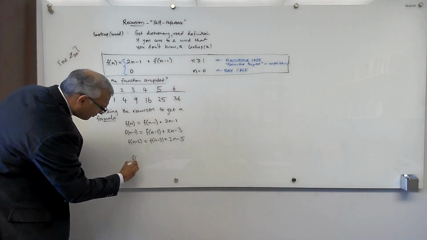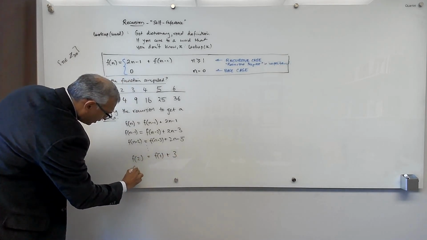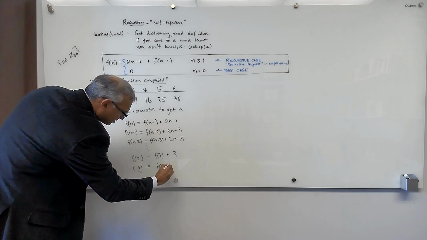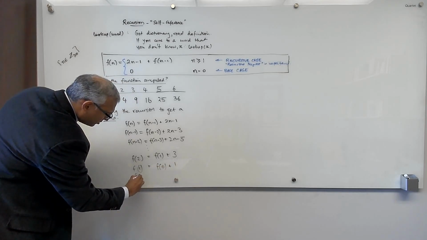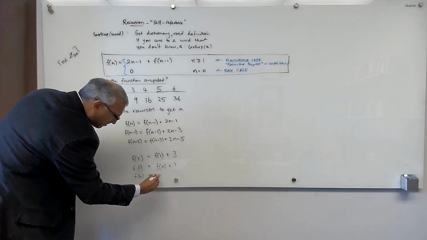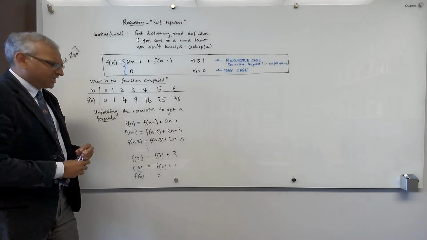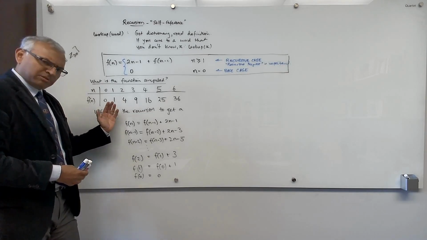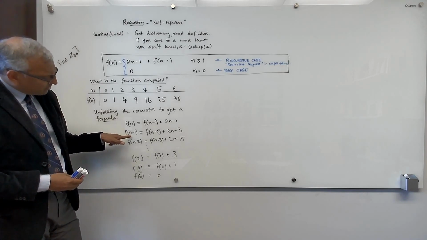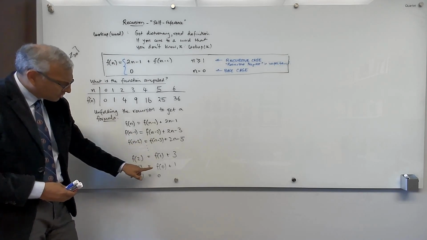So f of 2 is going to equal f of 1 plus 3, and f of 1 is going to equal f of 0 plus 1, and then f of 0 is just going to equal 0. I don't seem to have gained anything. I just inflated my board with a whole bunch of what look like useless equations, except that you observe that f of n minus 1 appears here and here, f of n minus 2 here and here, n minus 3 here and here, and so on. 1 here and here, 0 here and here.